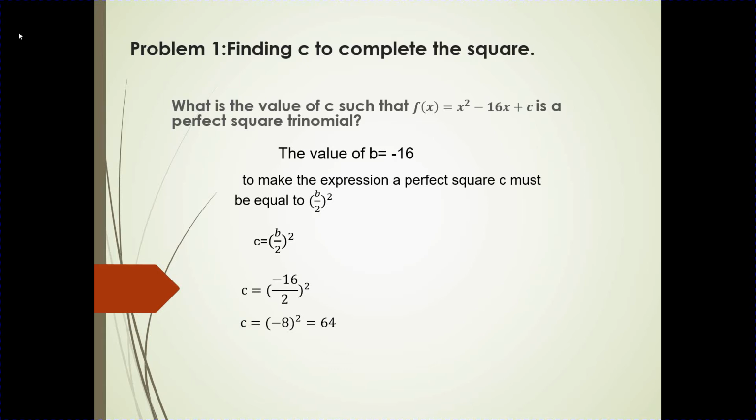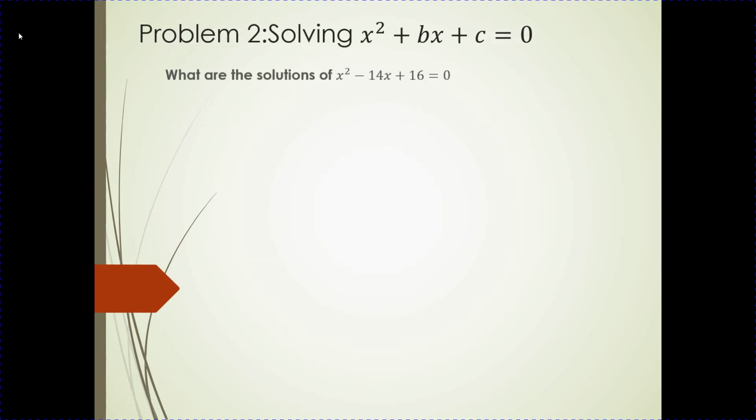So in problem 1, you practiced how to find the value of c to make a given quadratic expression a perfect square trinomial. A perfect square trinomial means an expression that can be converted into the form (x minus a) squared or (x plus a) the whole square. Now let's go to problem 2. In problem 2, we are going to practice solving a quadratic equation using the completing the square method. In this problem, the value of a, as you can see, is 1.